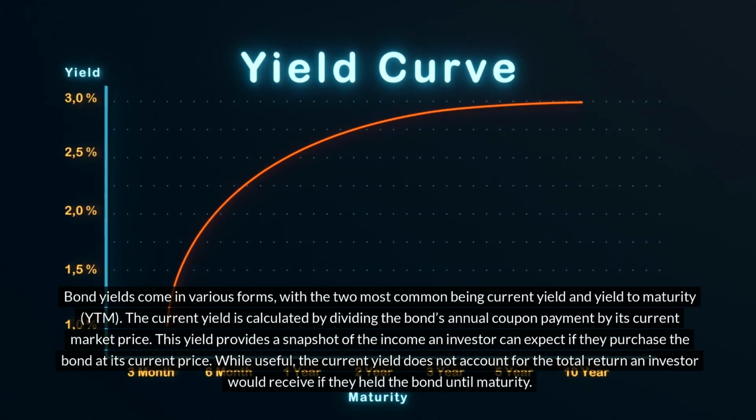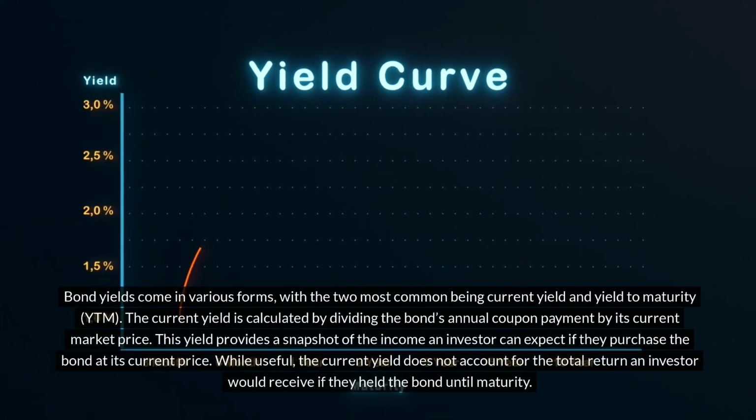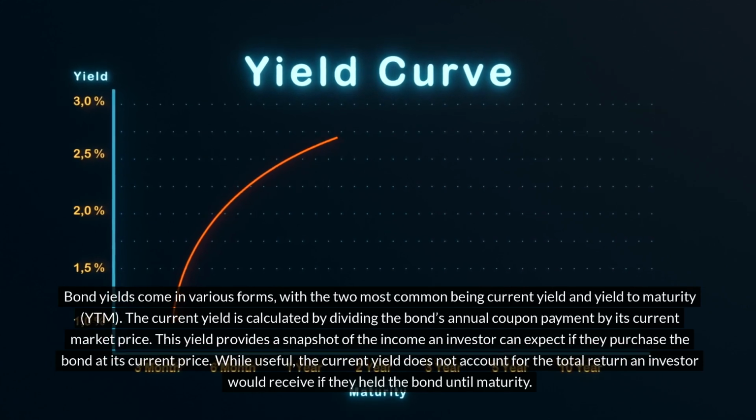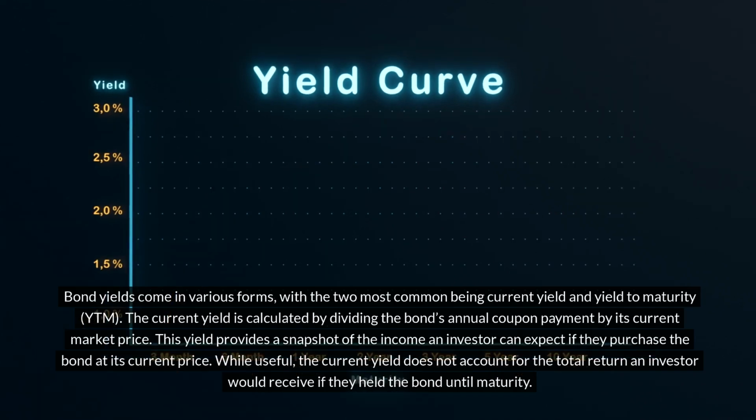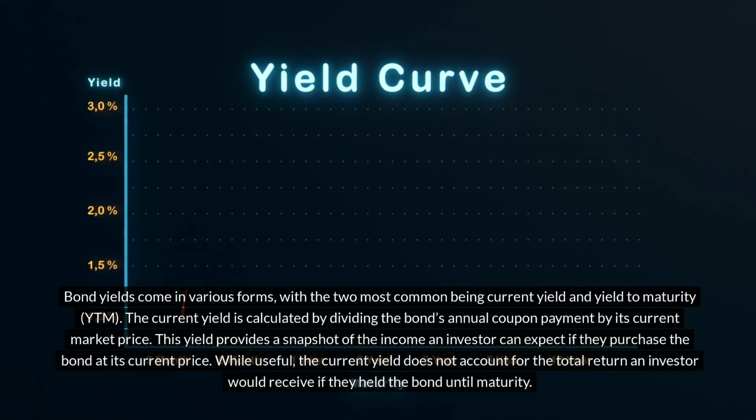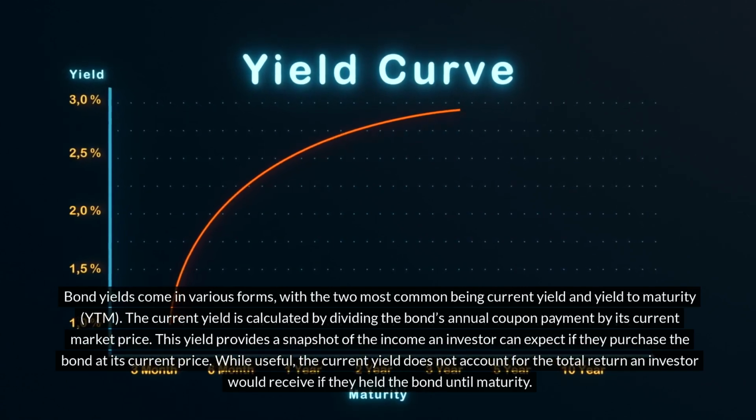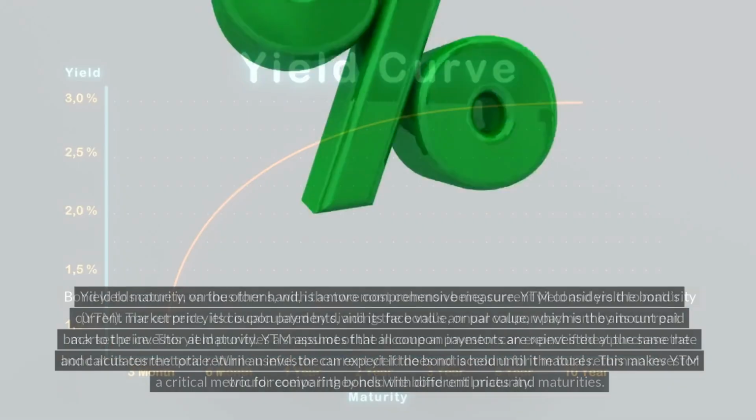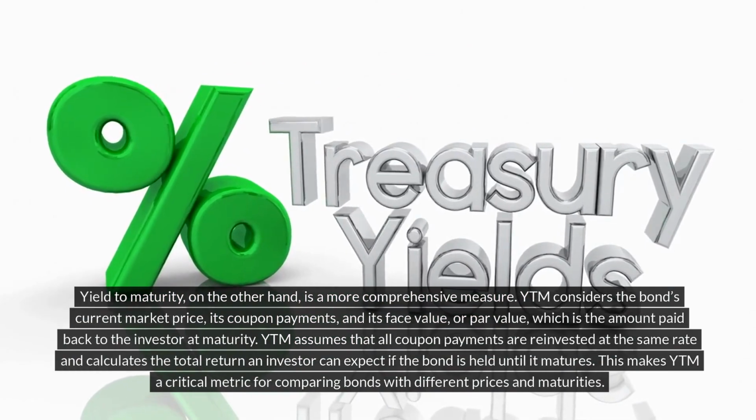The current yield is calculated by dividing the bond's annual coupon payment by its current market price. This yield provides a snapshot of the income an investor can expect if they purchase the bond at its current price. While useful, the current yield does not account for the total return an investor would receive if they held the bond until maturity. Yield to maturity, on the other hand, is a more comprehensive measure.